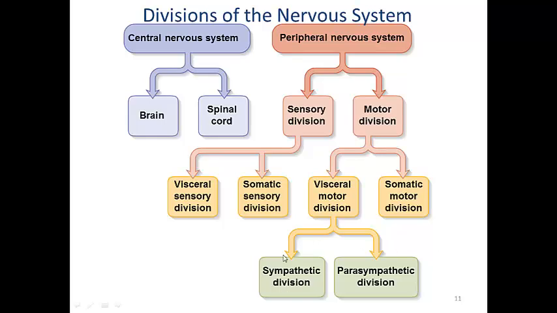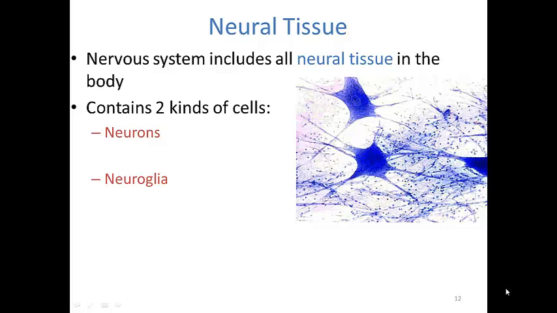So we just finished discussing the sympathetic and parasympathetic divisions of the visceral motor division. Don't forget, the visceral motor division is also known as the autonomic nervous system, which is part of the motor division, which is part of the peripheral nervous system. In this next section, we'll take a look at neural tissue, also called nervous tissue. So the nervous system includes all of the neural tissue in the body.